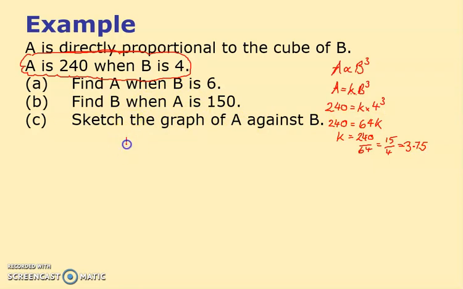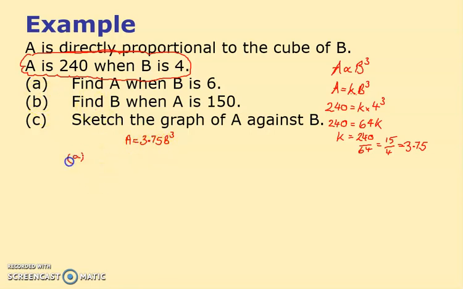So what is my equation? My equation actually says A equals, it was kB cubed, it's actually now 3.75 B cubed. Okay. So I haven't even started answering the questions yet. I needed that though to get my k, so now I can do part A.